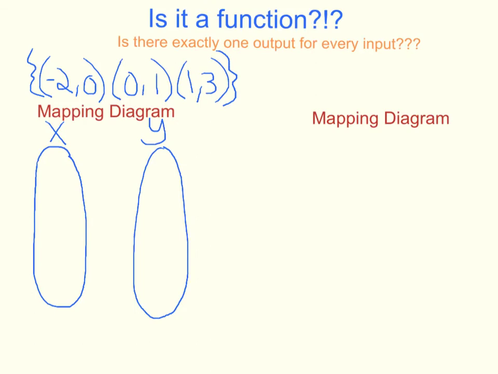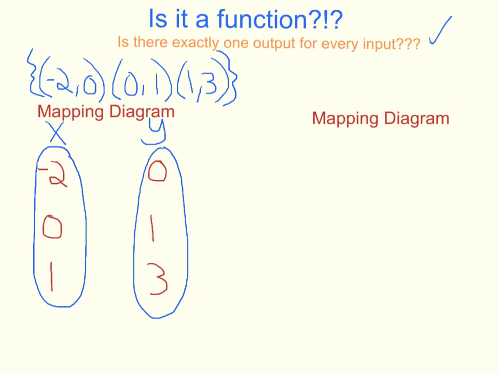Here I have a set of ordered pairs, and I'm going to use a mapping diagram to decide if it represents a function or not. Just remember, to test if it's a function, you have to look: is there exactly one output for every input? In my mapping diagram, I placed all my x values, smallest to largest, and then I listed all of my y values, smallest to largest, and now I need to use arrows to match them up.